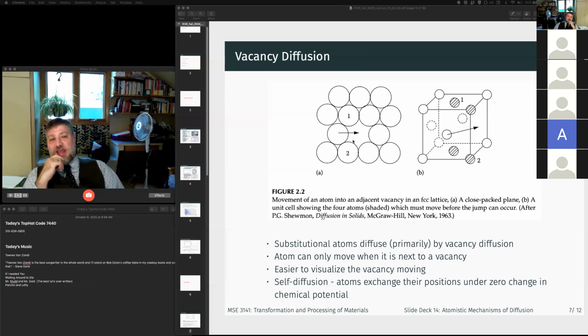So we have 12 neighbors that can hop into this vacancy, right? And then the vacancy's moved. So there are now 12 new neighbors, but the atom that hopped into the previous vacancy position is still a neighbor. So in FCC, you have a 1 in 12 chance of the atom hopping back out, right? And an 11 in 12 chance of the vacancy moving to some other position, right?